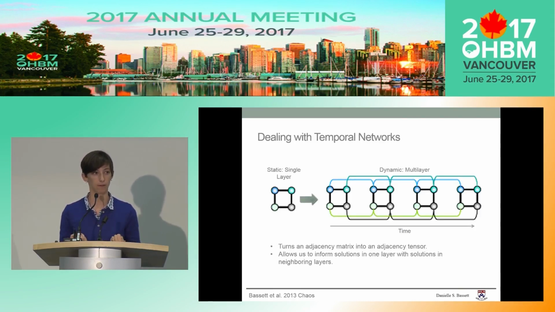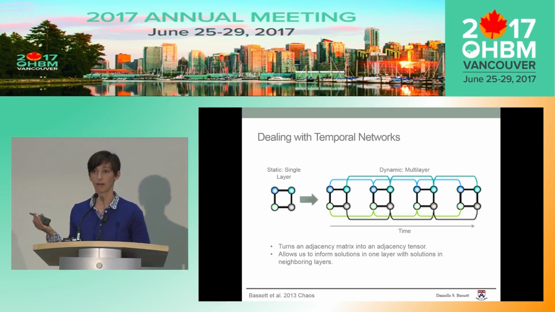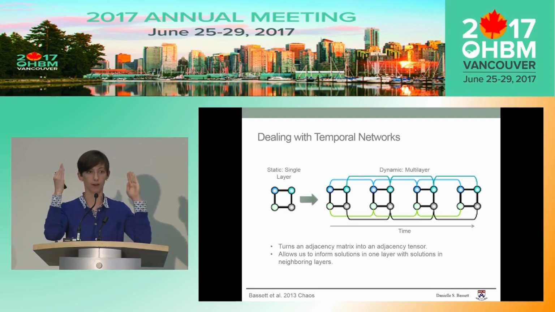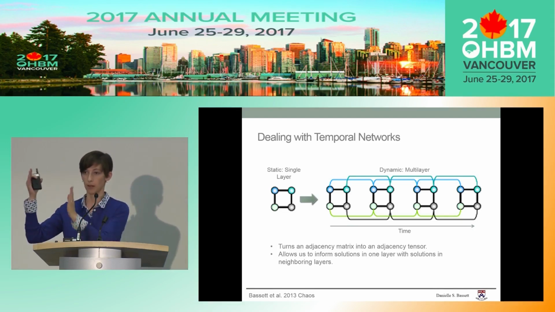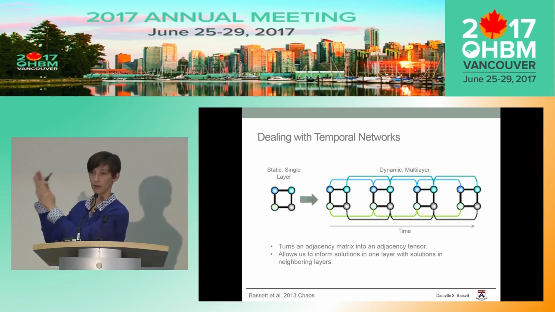So how do we deal with the fact that these are not independent samples and therefore shouldn't be treated as if they're independent samples? Well, one solution is to treat it as a multi-layer graph. So what's a multi-layer graph? A multi-layer graph is where you have a graph or a network in one time window and you connect it up to the network in the next time window, and then you connect that one to the network in the next time window and the next.